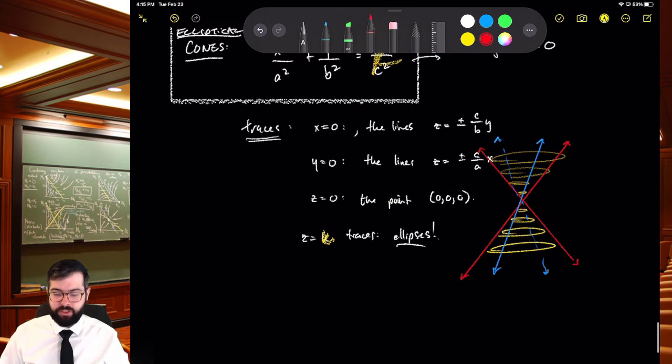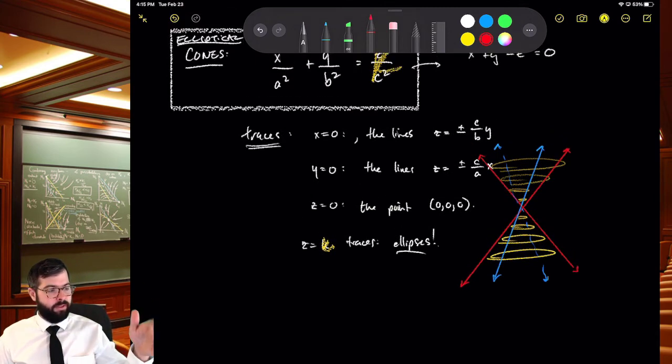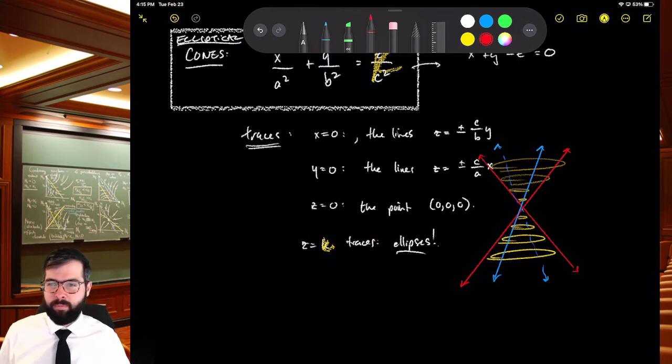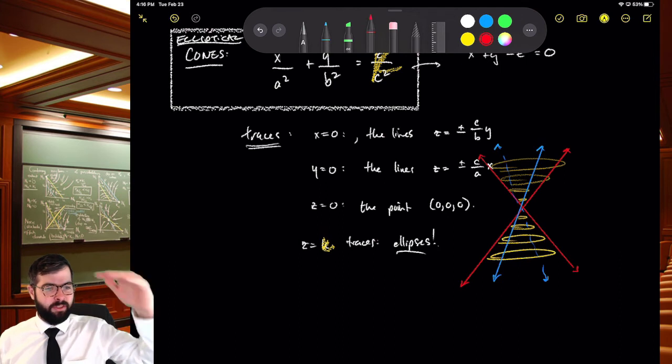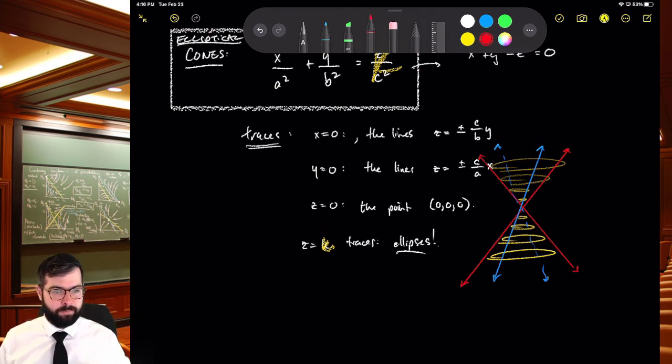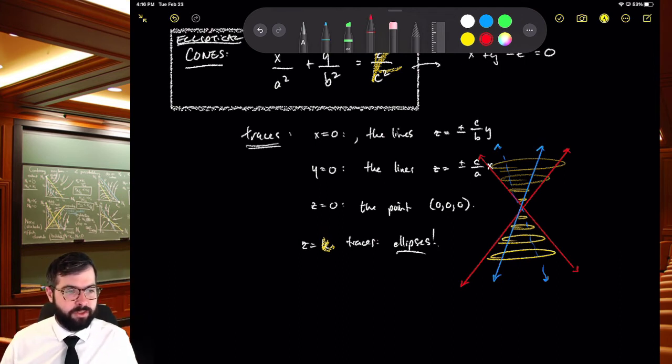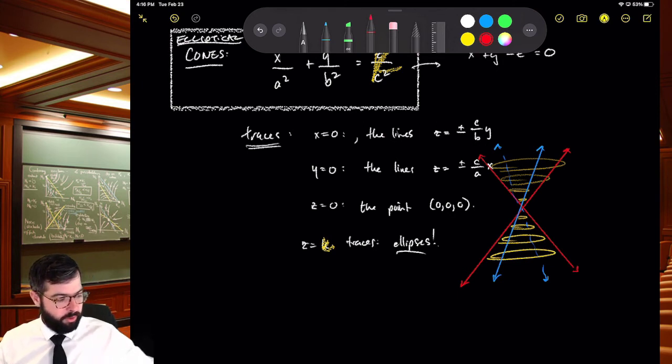So again, just kind of chasing down the conclusions of the way this equation is set up. Let z equal 0. What are you going to have? Two intersecting lines at that point. Let z equals k. What do you see? These ellipses as the cross sections. Okay, so it's an elliptical cone, has that form.